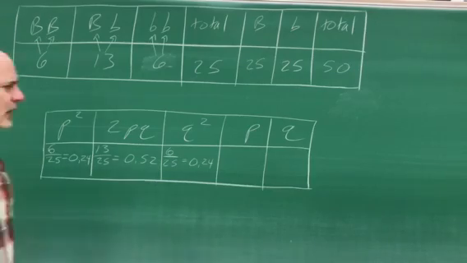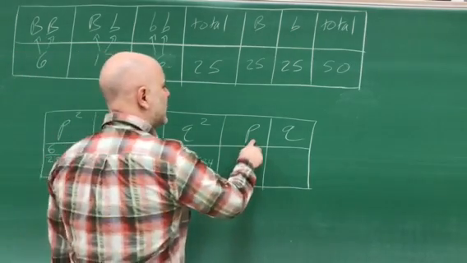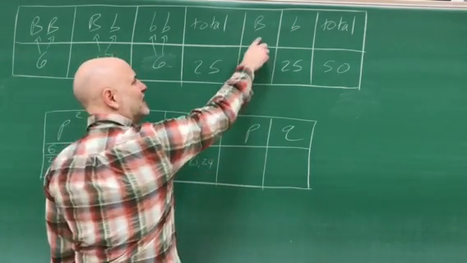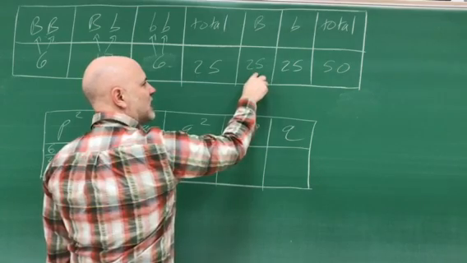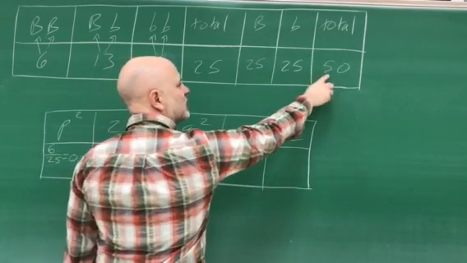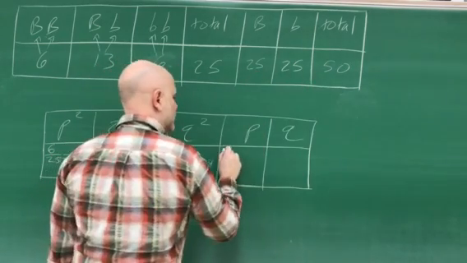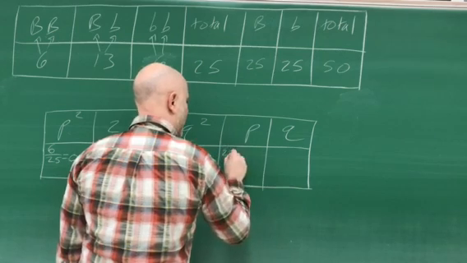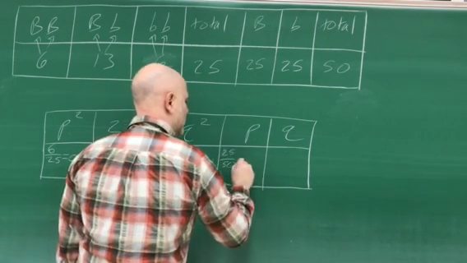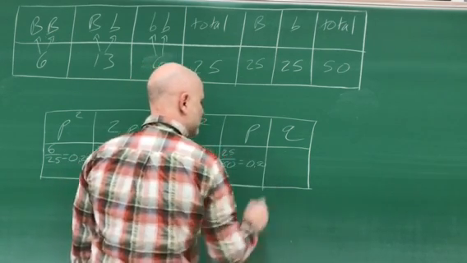All right? To determine what p is, the frequency of the dominant alleles, you're going to take how many dominant alleles you have and divide it by the total number of alleles in that population. So this is 25 here divided by 50, which is equal to 0.50.